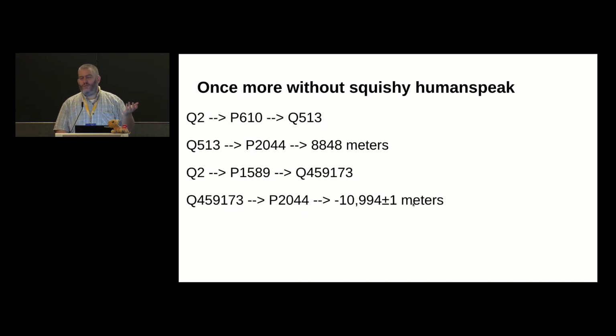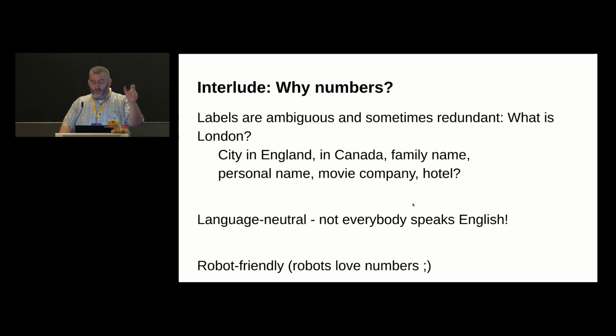Why do we use numbers at all? Well, we use numbers because these labels are ambiguous and sometimes redundant. If I tell you I'm thinking of London, what do I have in mind? You would probably think about the capital of the United Kingdom, but I might have had in mind an excellent restaurant in Hong Kong called London that I've been to. London is also a place in Ontario, Canada. It's also the name of any number of books or movies or other restaurants around the world, right? They're all called London.